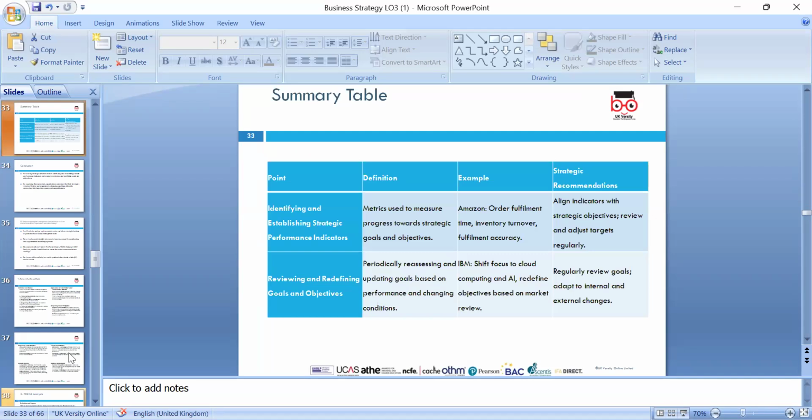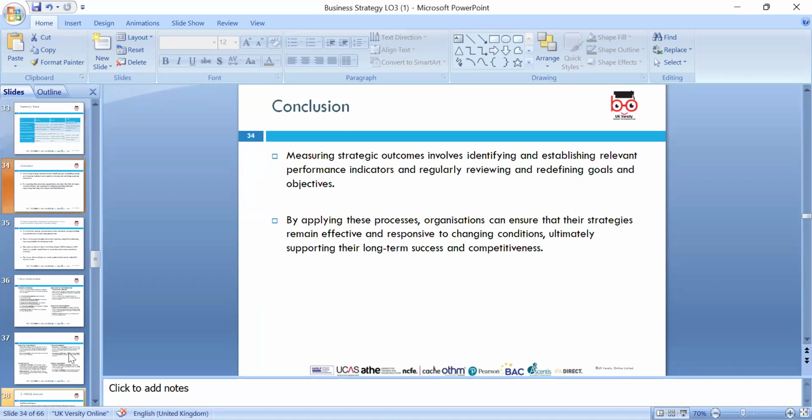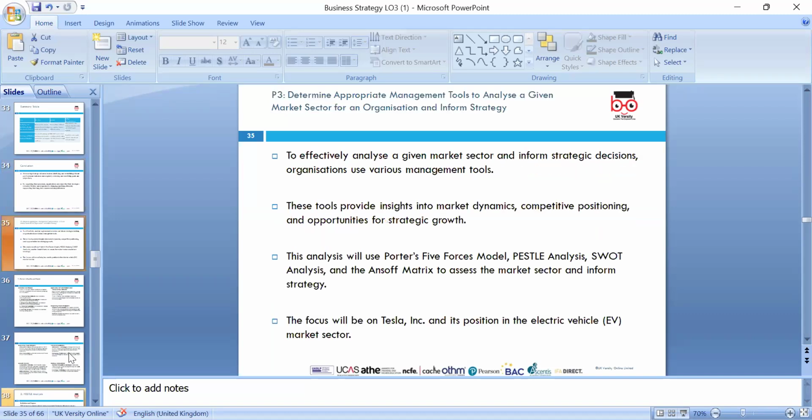So identify and establish the strategic performance indicator. You benchmark, review, redefine the goals. You can reset the goals and regularly review them in the light of the external environmental factors, which keep changing. And then, of course, meeting the strategic outcome involves identifying and establishing the relevant performance indicators and applying these, which is crucial to get the long-term success of the organization.